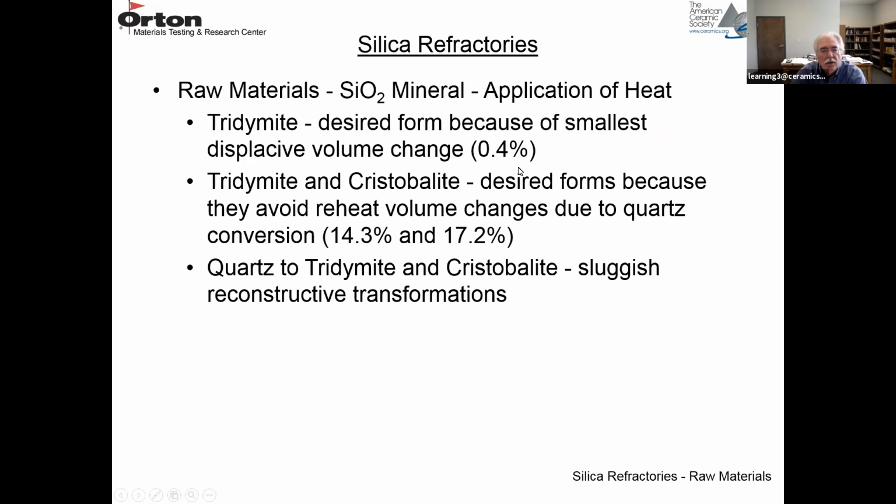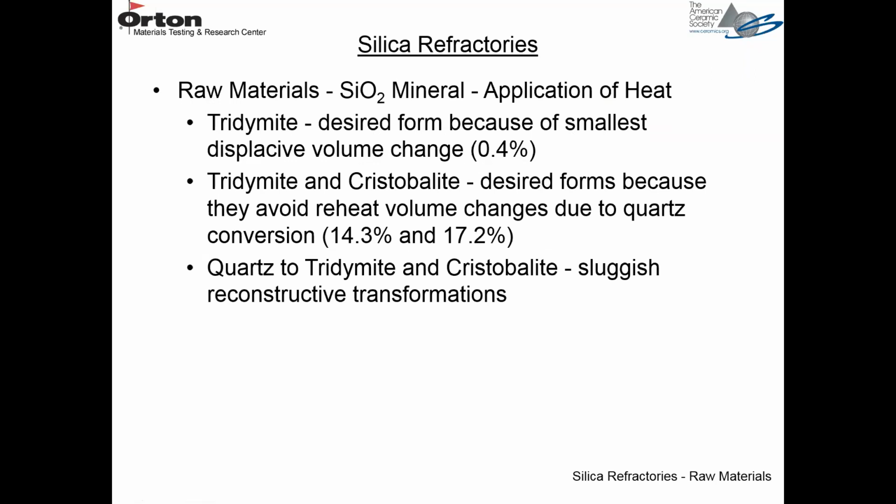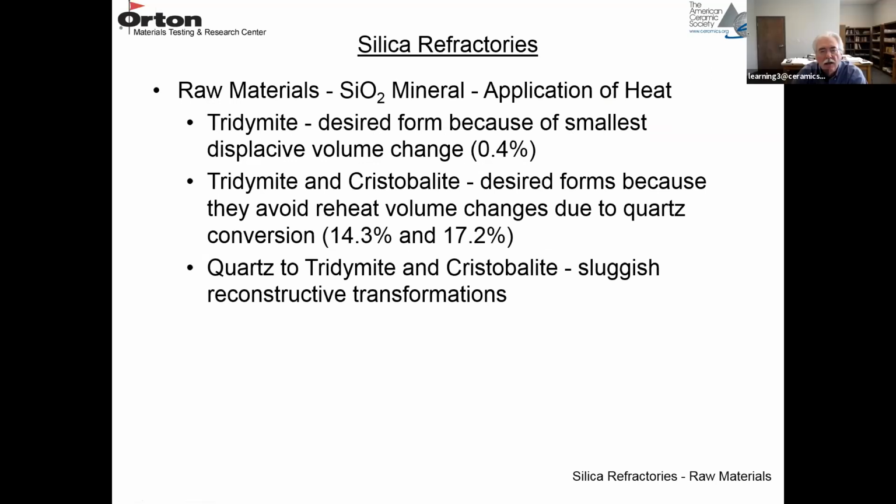So if you have a silica refractory, you convert the quartz to tridymite, and then you use it in an application, you heat it up, cool it down. You want the smallest volume change that disrupts the structure the least. You want it all in tridymite or cristobalite because you want to avoid those reconstructive transformations. You don't want any quartz left in the structure.